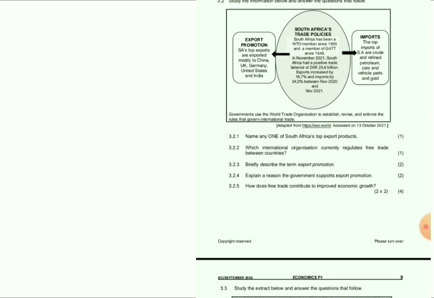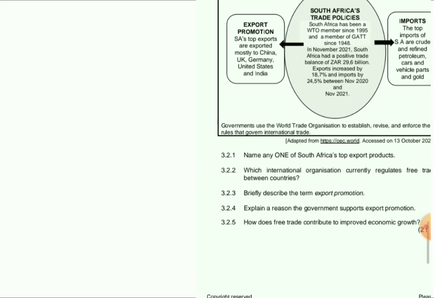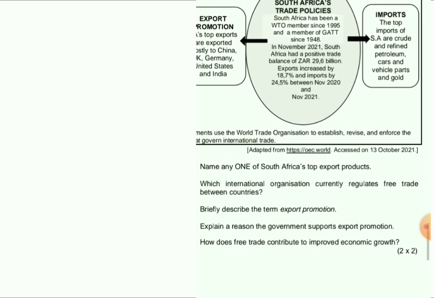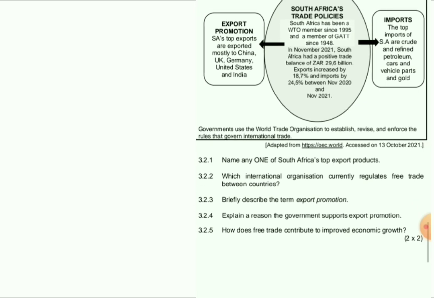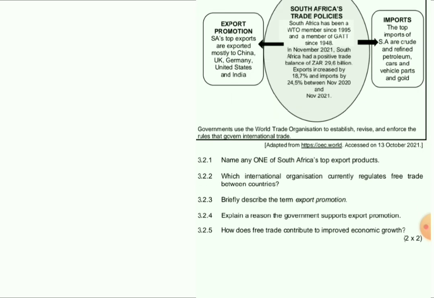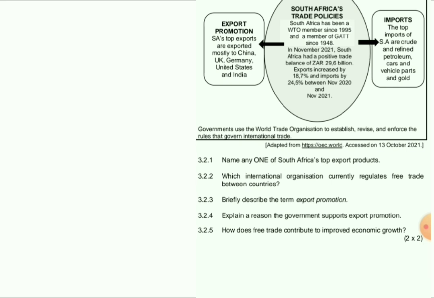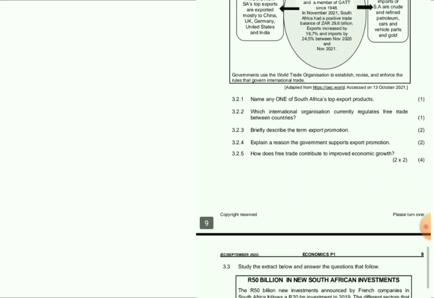So here we're going to the next one. Study the information below and answer the questions that follow. Guys, because of time, I won't study the information for you. If you want to know the information, you have to pause the video right now and study the information. Okay, now you are done studying the information.